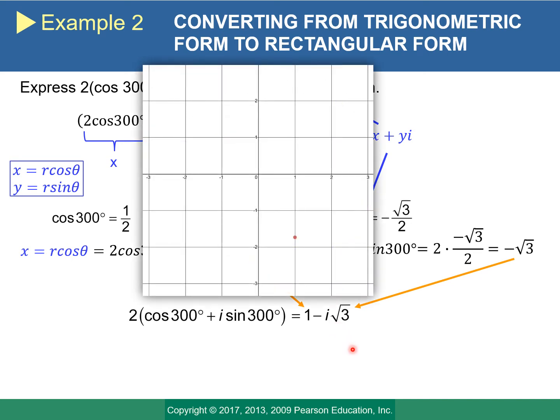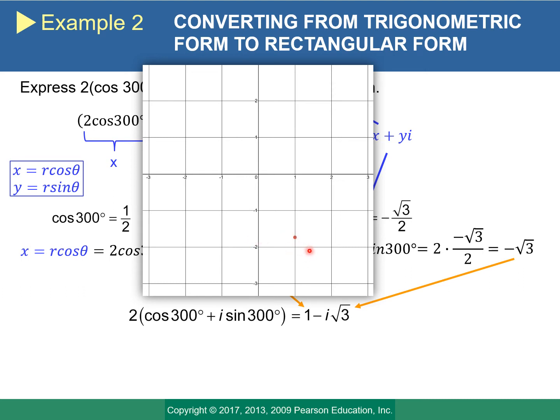So this is our point that we just found in rectangular form. Notice where it's at. It's located at 1 in the real direction and down root 3 in the imaginary direction. Just so you know, square root 3 is about 1.7, so this is about down here, about 1.7.